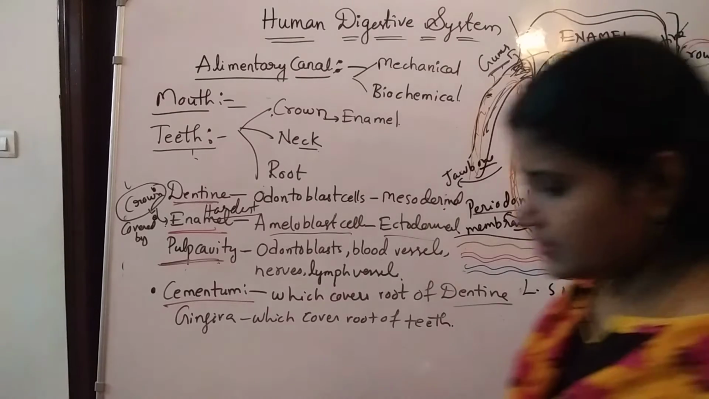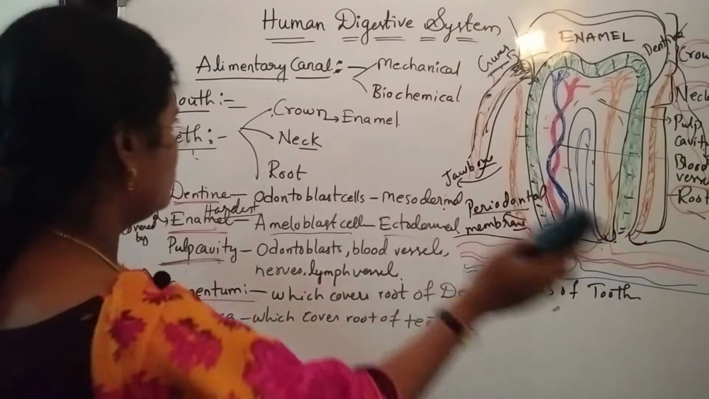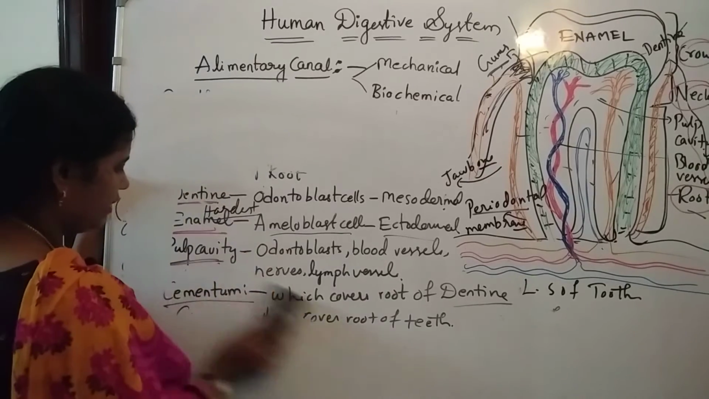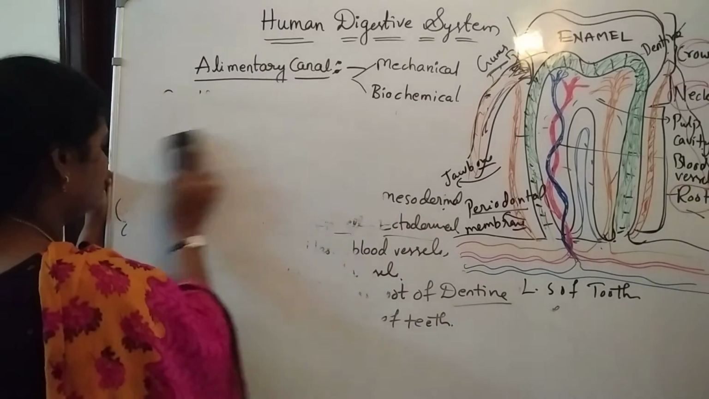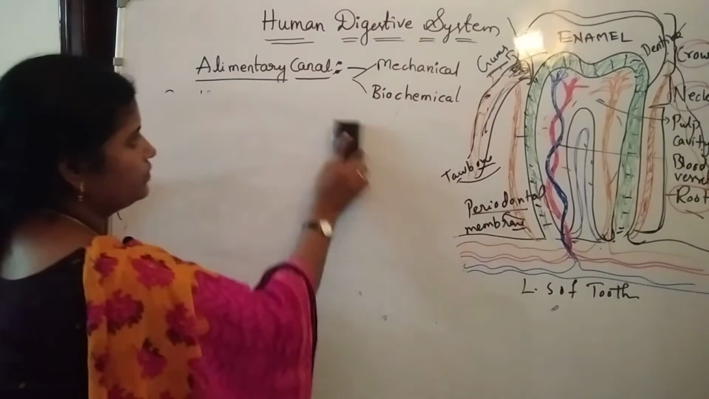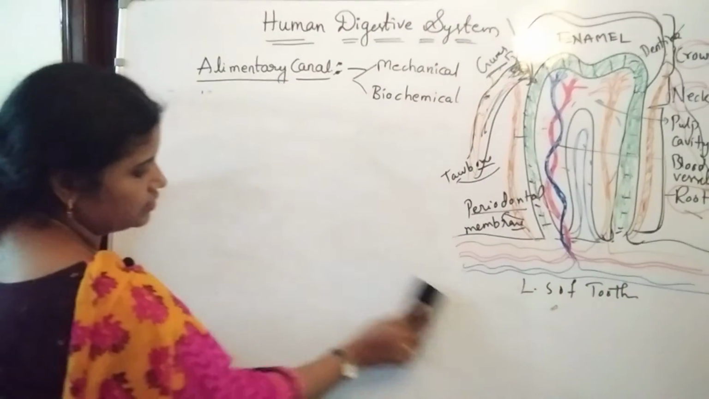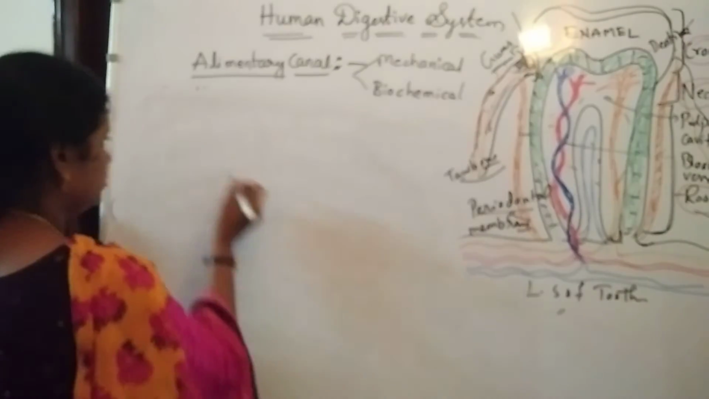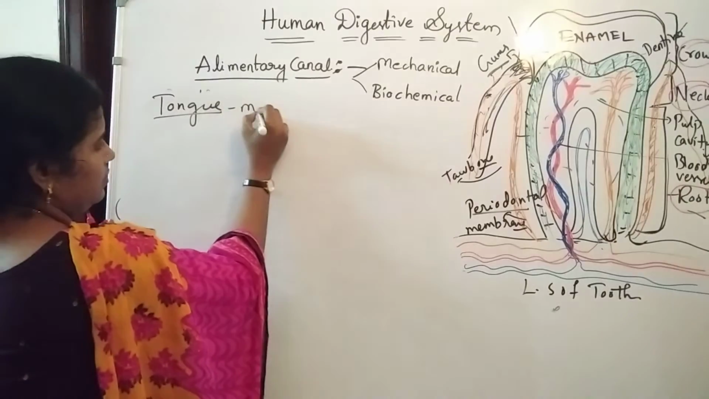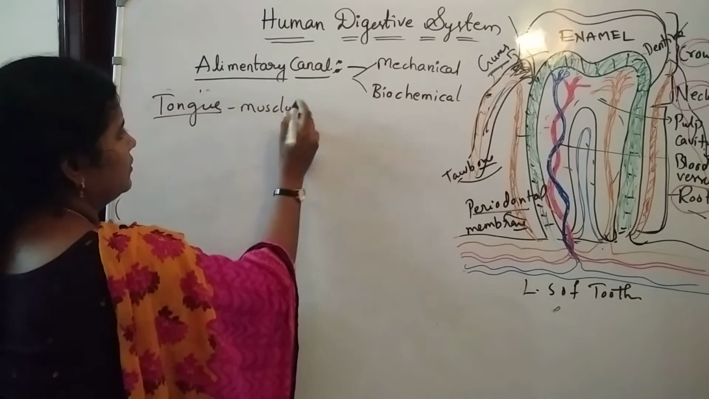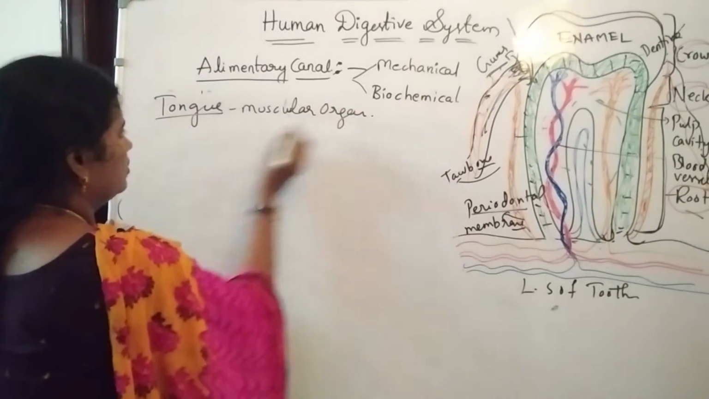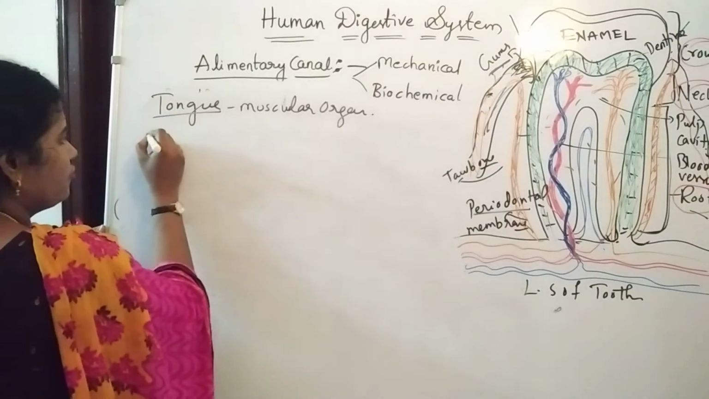Next we will see the tongue. A very important muscular organ, the tongue is responsible for both swallowing and speech. It is completely a muscular organ, and it contains four types of papillae.